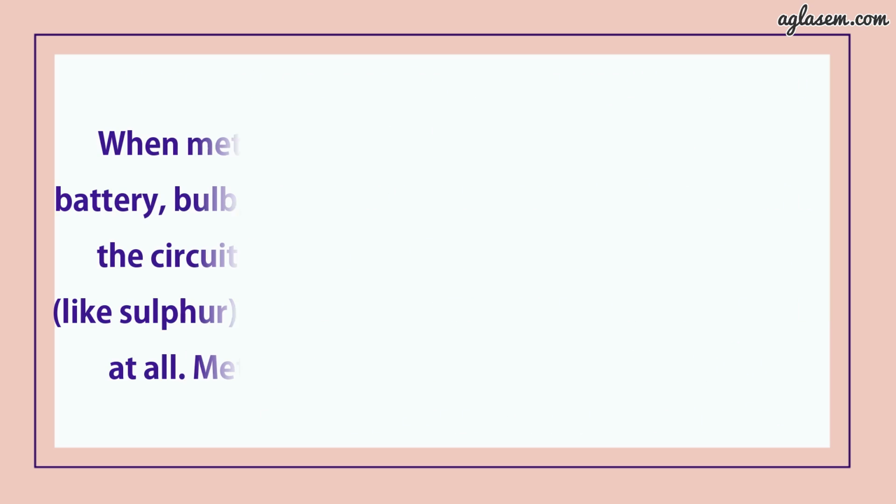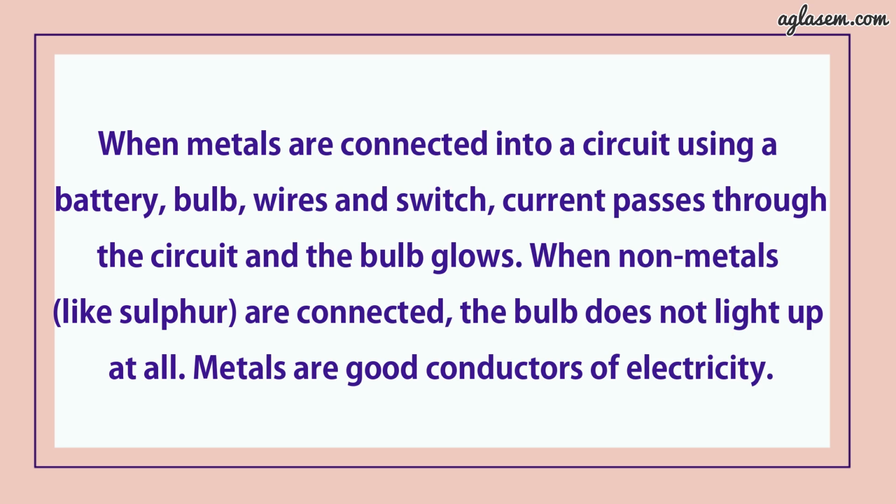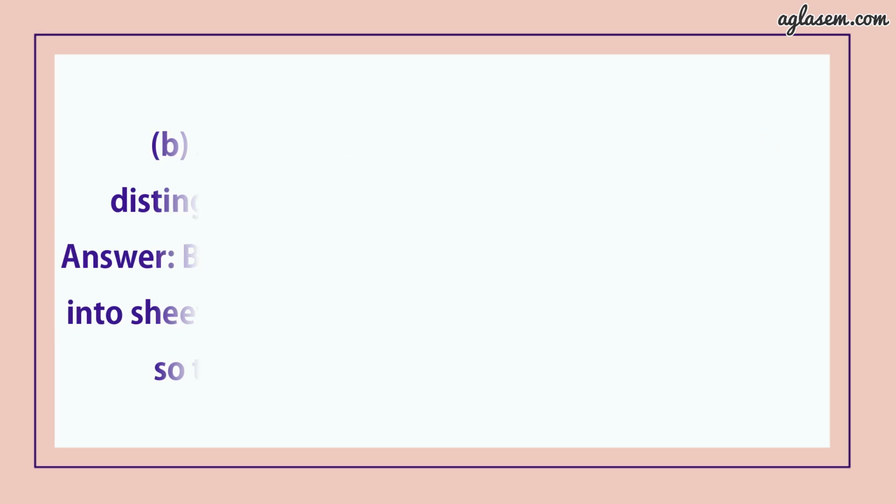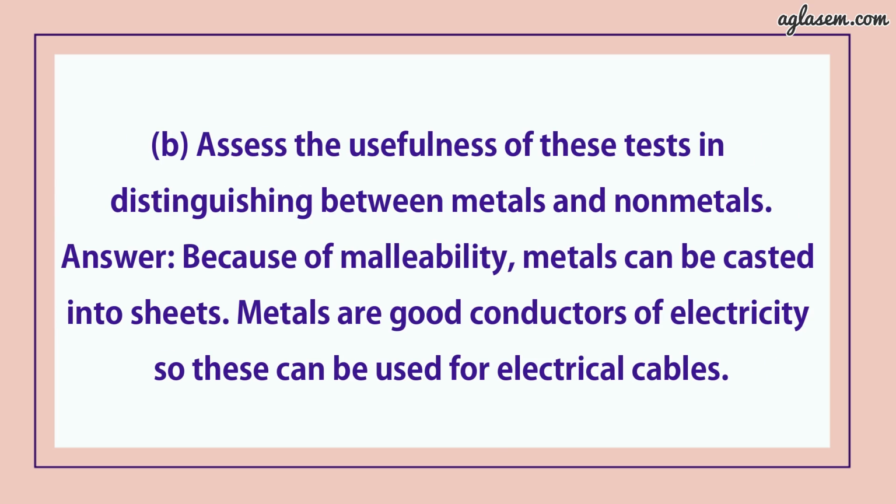When metals are connected into a circuit using a battery, bulb, wires and switch, current passes through the circuit and the bulb glows. When a non-metal like sulfur is connected, the bulb does not light up at all. So, metals are good conductors of electricity. Further, second is, assess the usefulness of these tests in distinguishing between metals and non-metals. The answer is, because of malleability, metals can be cast into sheets. Metals are good conductors of electricity, so these can be used for electrical cables.